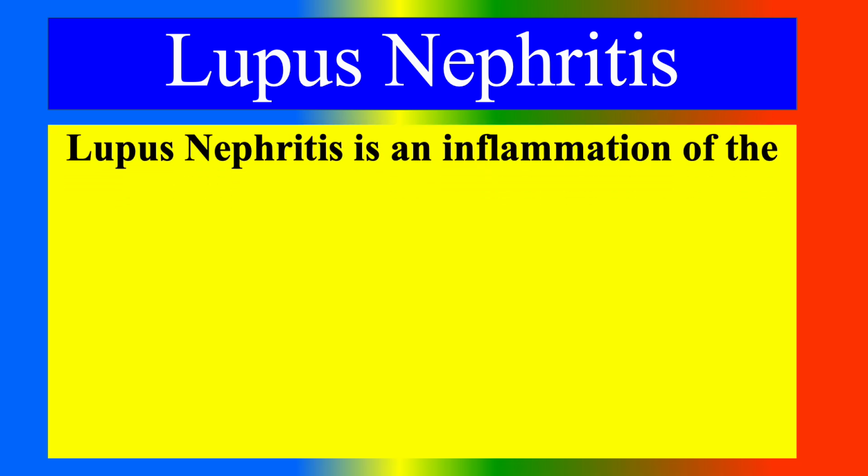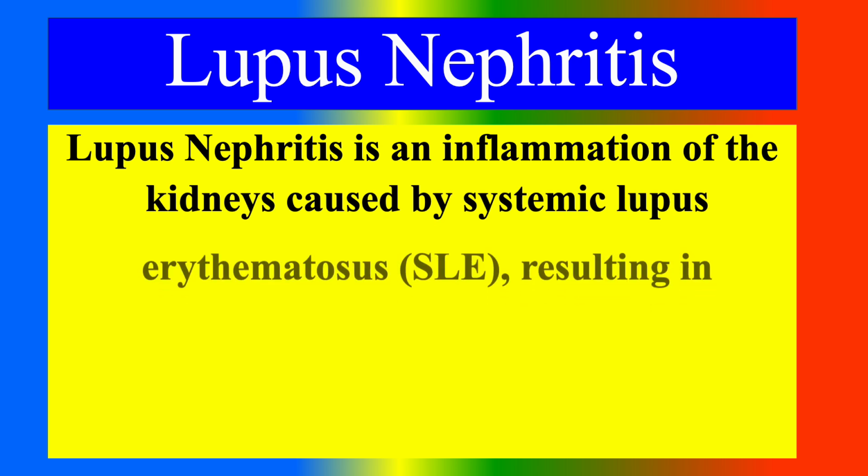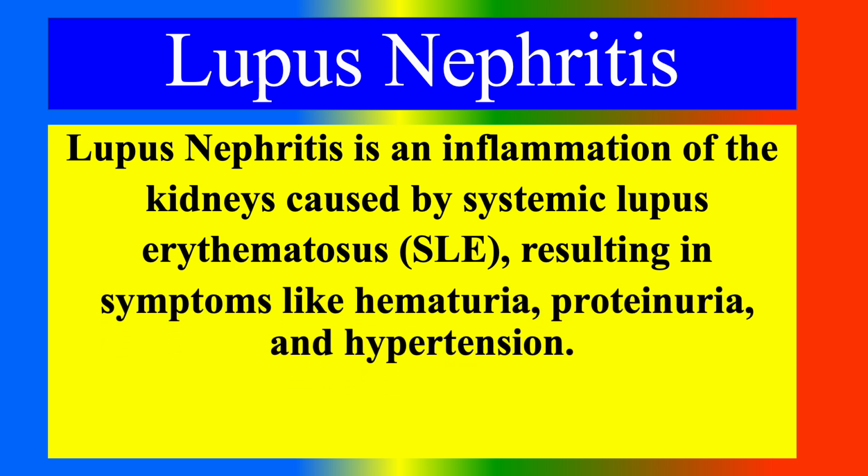What is lupus nephritis? It is an inflammation of the kidney caused by systemic lupus erythematosus, resulting in symptoms like hematuria, proteinuria, and hypertension.